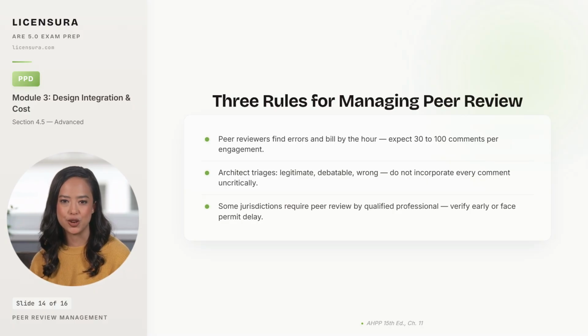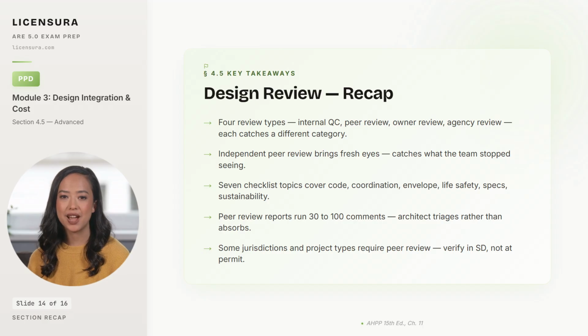5 takeaways close the design review framework for the next phase submission. 4 review types each catch a different category of error.